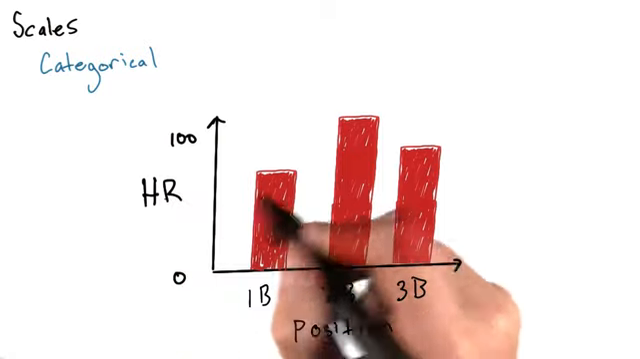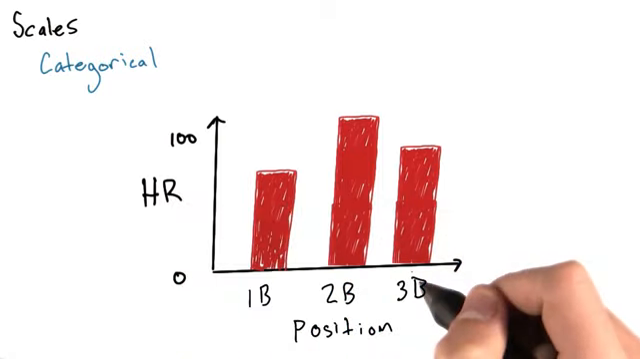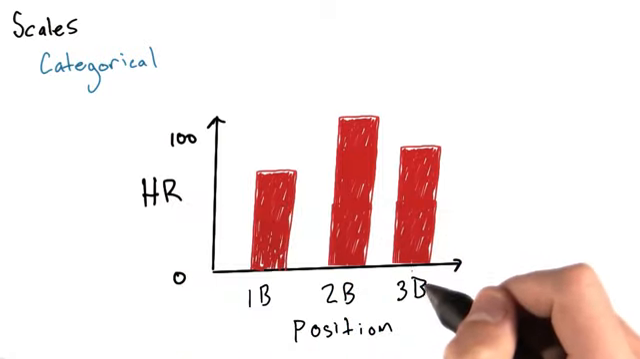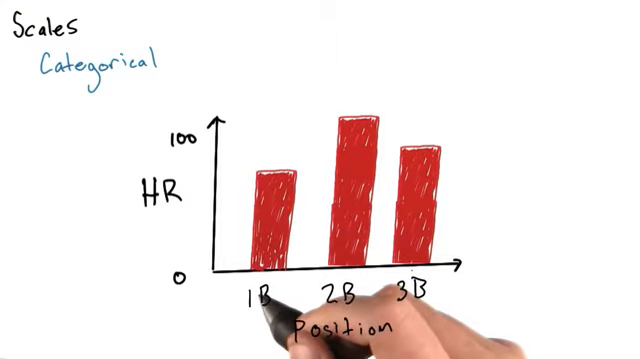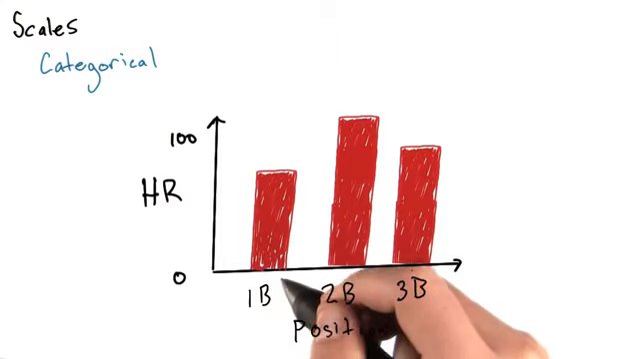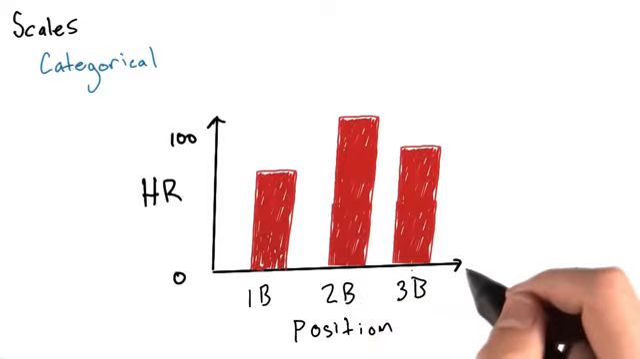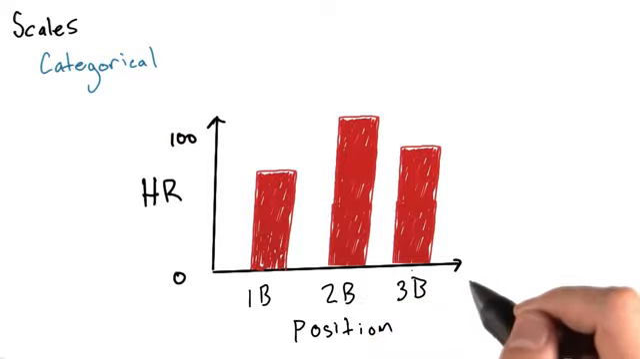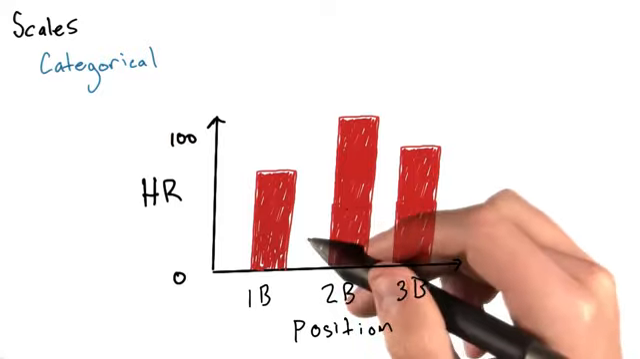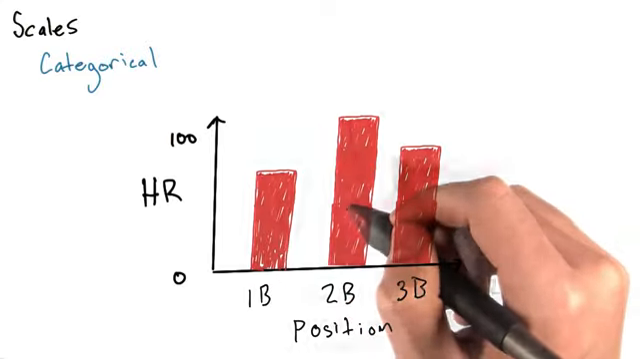So let's say that we were measuring home runs by position. The positions we've used here are unordered, but you can imagine that if we had ordinal data, we'd want these categories represented in the order that the ordinal data suggests. That'll make it easier to compare and contrast your bars, or whatever encoding that you've chosen to represent your data.